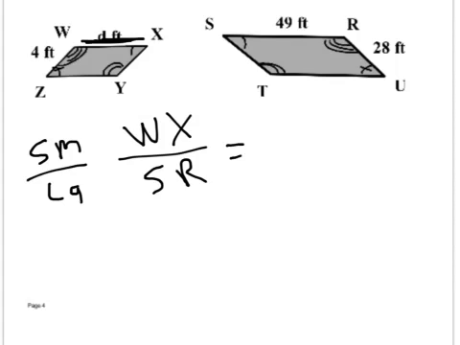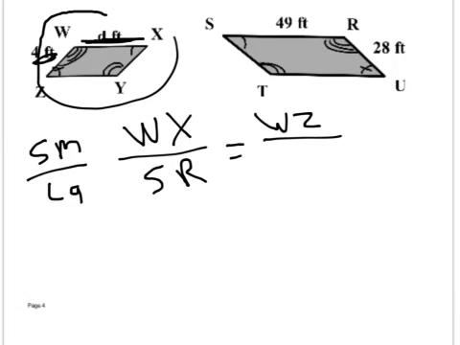Okay? The only other side that they give you on this small figure is 4. So that would be WZ. So someone raise your hand and tell me what side is proportional to WZ. Riley? RU. Good. Okay, he was not fooled.